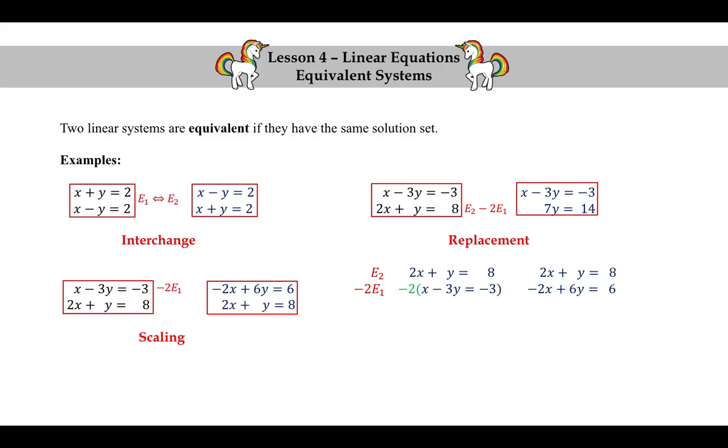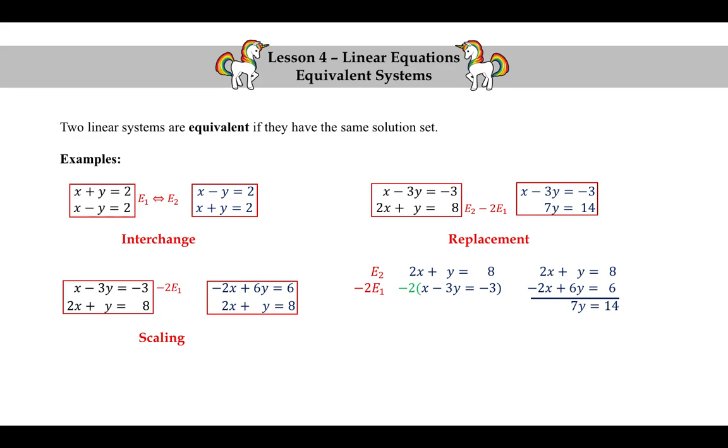negative 2x plus 6y on the left, and on the right we get negative 2 times negative 3, which is 6. Adding the two equations, the 2x and negative 2x cancel out to 0. y plus 6y is 7y, and 8 plus 6 is 14. So we go ahead and replace 2x plus y equals 8 by 7y equals 14.